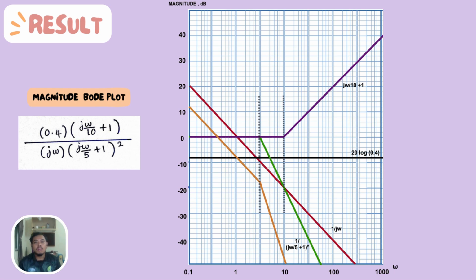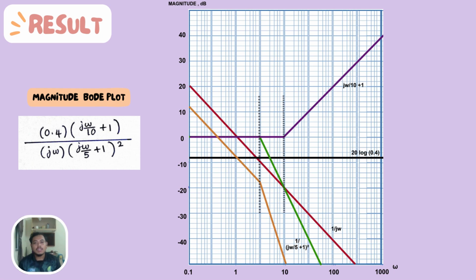After drawing all of the vectors, we need to draw a resultant line. Firstly, we need to draw the dotted lines at 5 radian per second and 10 radian per second. We need to find the vector at 5 radian per second and 10 radian per second and add all the values.